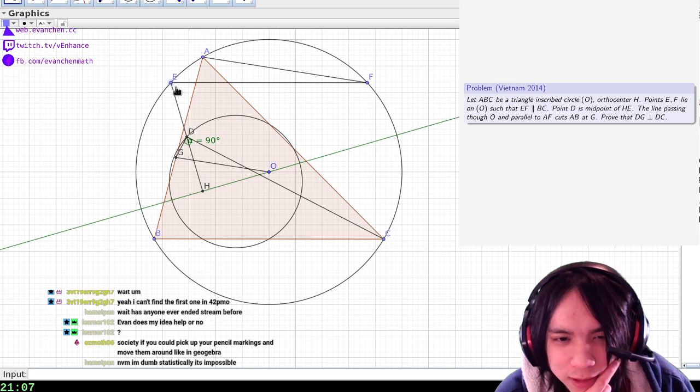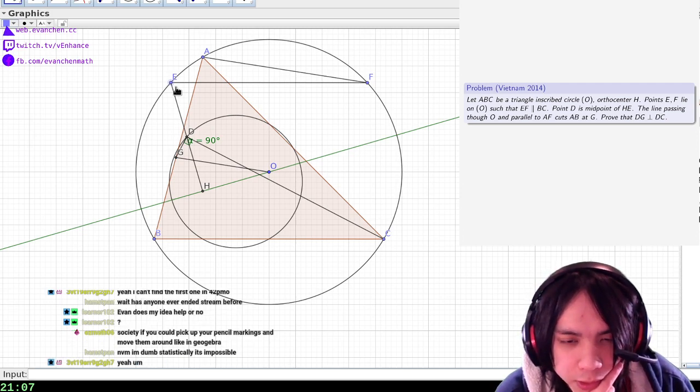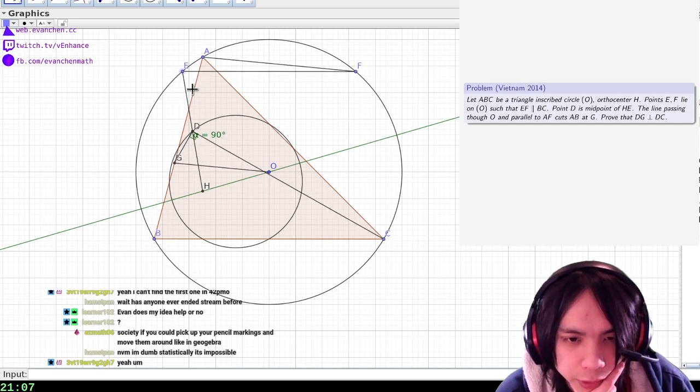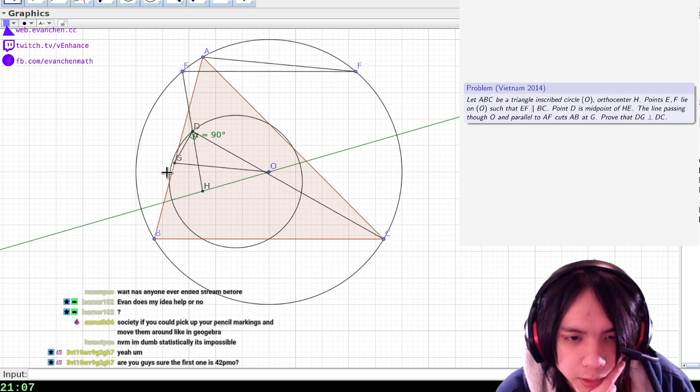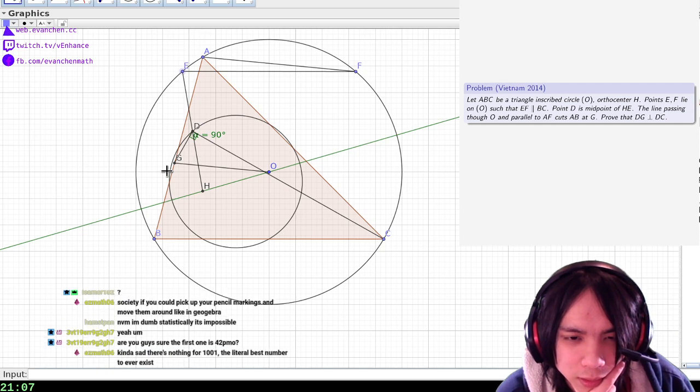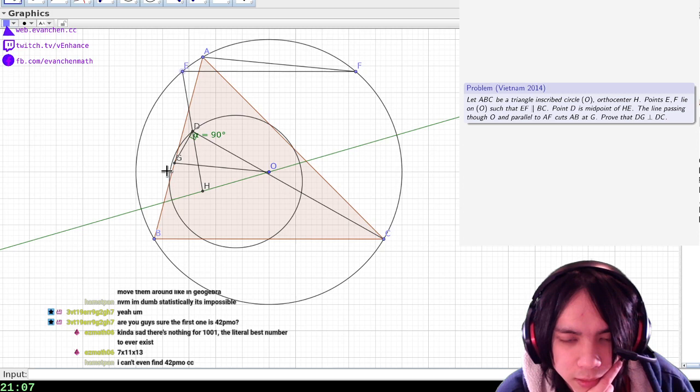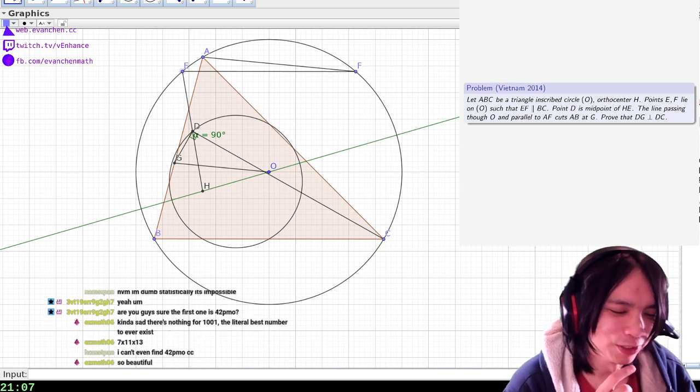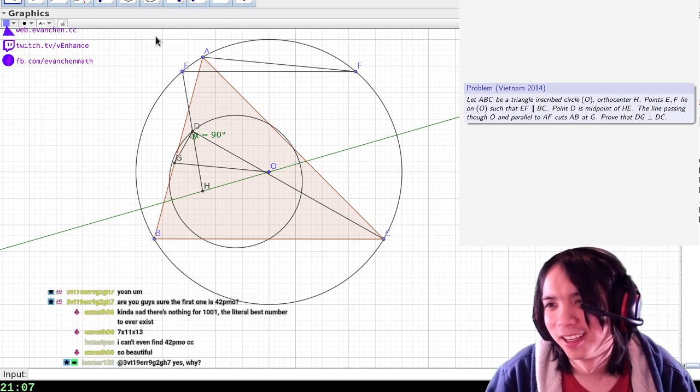Why is this true? So D is moving on the 9-point circle. I want to, I don't know. The points all kind of suck, not gonna lie.